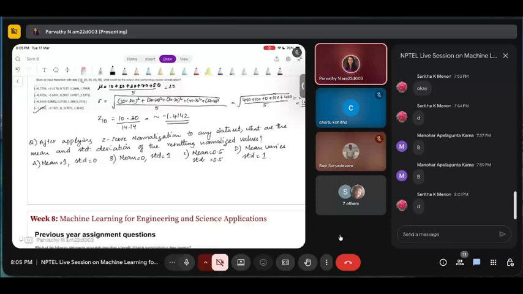So after applying Z-score normalization to any data set, what is the mean and standard deviation of the resulting normalized values? Mean is 1, standard deviation is 0. Mean is 0, standard deviation is 1. Mean is 0.5, standard deviation is 0.5. Mean varies, standard deviation is 1.